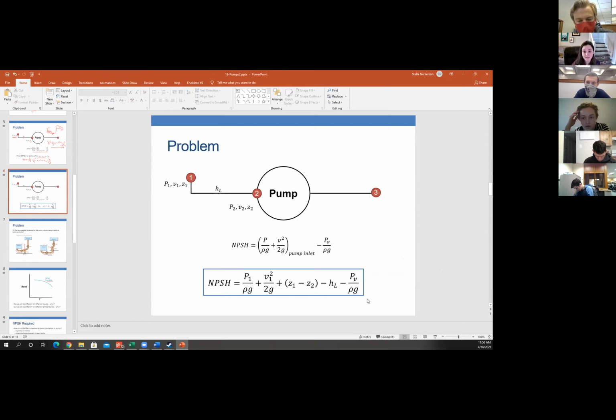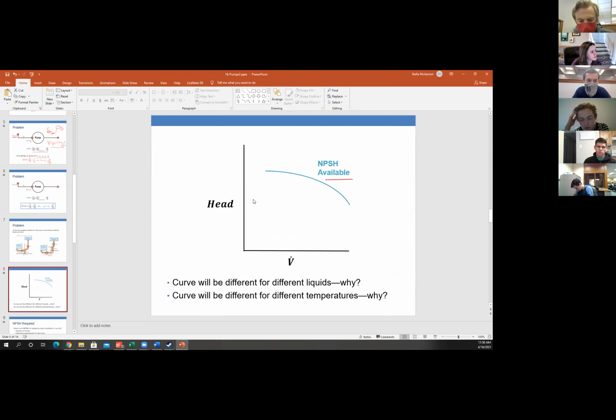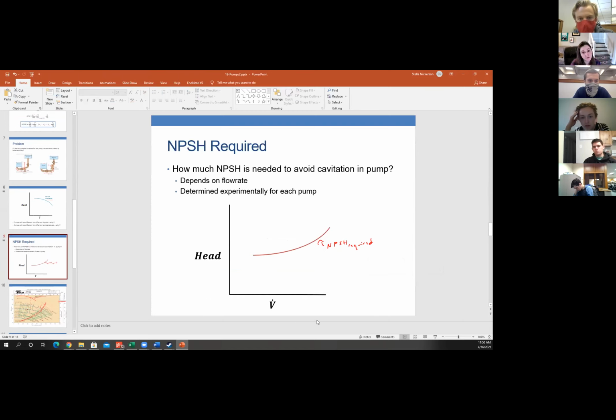Dr. Nickerson? Yes. What will the format of an NPSH required look like? Okay, so that's available. This is required. Required curves up. Available curves down, required curves up. Will you be given like an equation? Yes, so you'd be given an equation, because it comes experimentally from the pump, just like the pump performance curve.